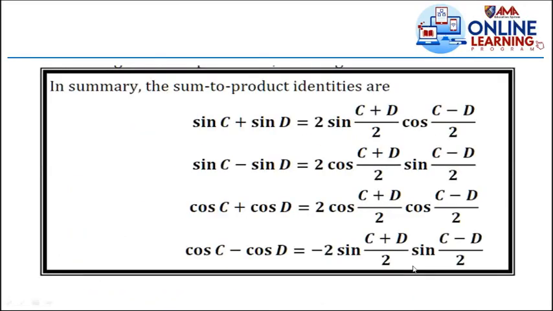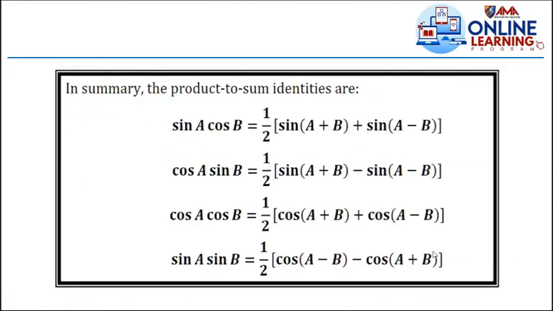Diyan galing yung formula. Yung 2 sine A, 2 sine B. Ito siya, no? 2 sine A, sine B. Ito na siya. 2 sine A, sine B. Ito. 2 cosine A, cosine B. 2 cosine A, sine B. 2 sine A, cosine B.